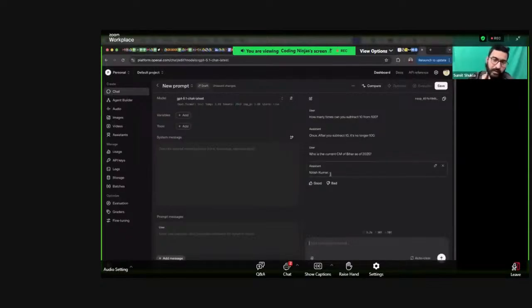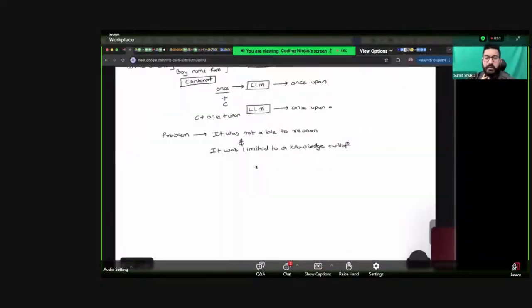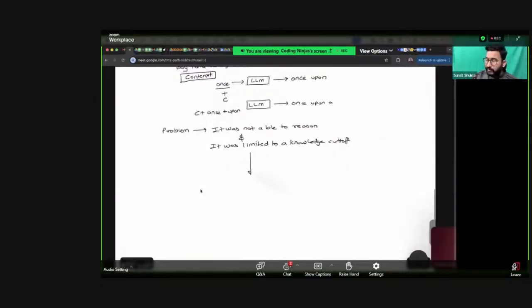Here you can see it is able to answer me: Nitish Kumar. So basically, I hope you are able to understand that these were the two problems. The initial model generated by ChatGPT 3 was not able to reason, and it was limited to a certain knowledge cutoff. And that is what ChatGPT tried progressing. So over the years from 2021 to 2025, they tried to solve this problem.